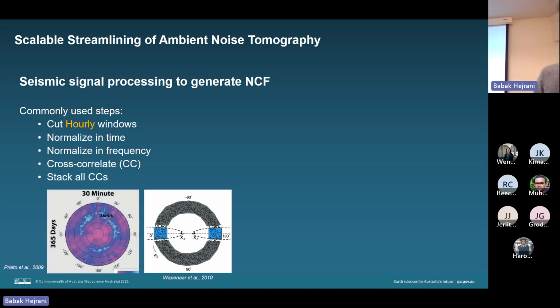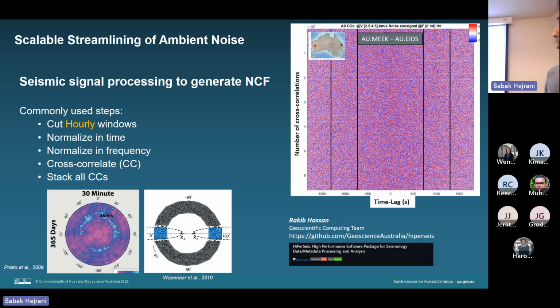In practice, we don't have a 180-degree distribution of noise sources around our stations. Usually it's something like this. This is a study done by Prieto et al., 2009, where they looked at the distribution of noise around California. They realized that noise is not coming from all 360 degrees around the station. It's usually coming in from a specific direction. But anyway, how does it look?